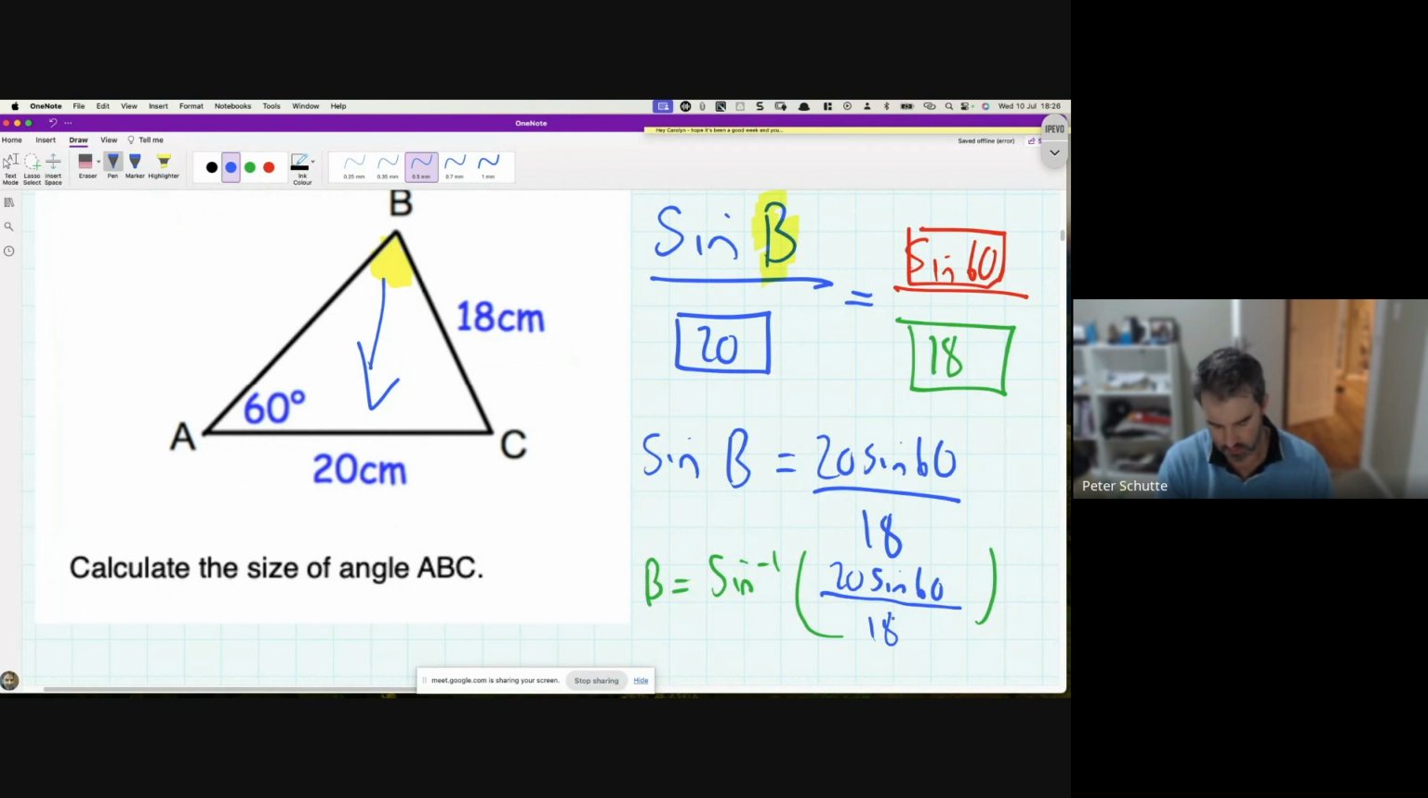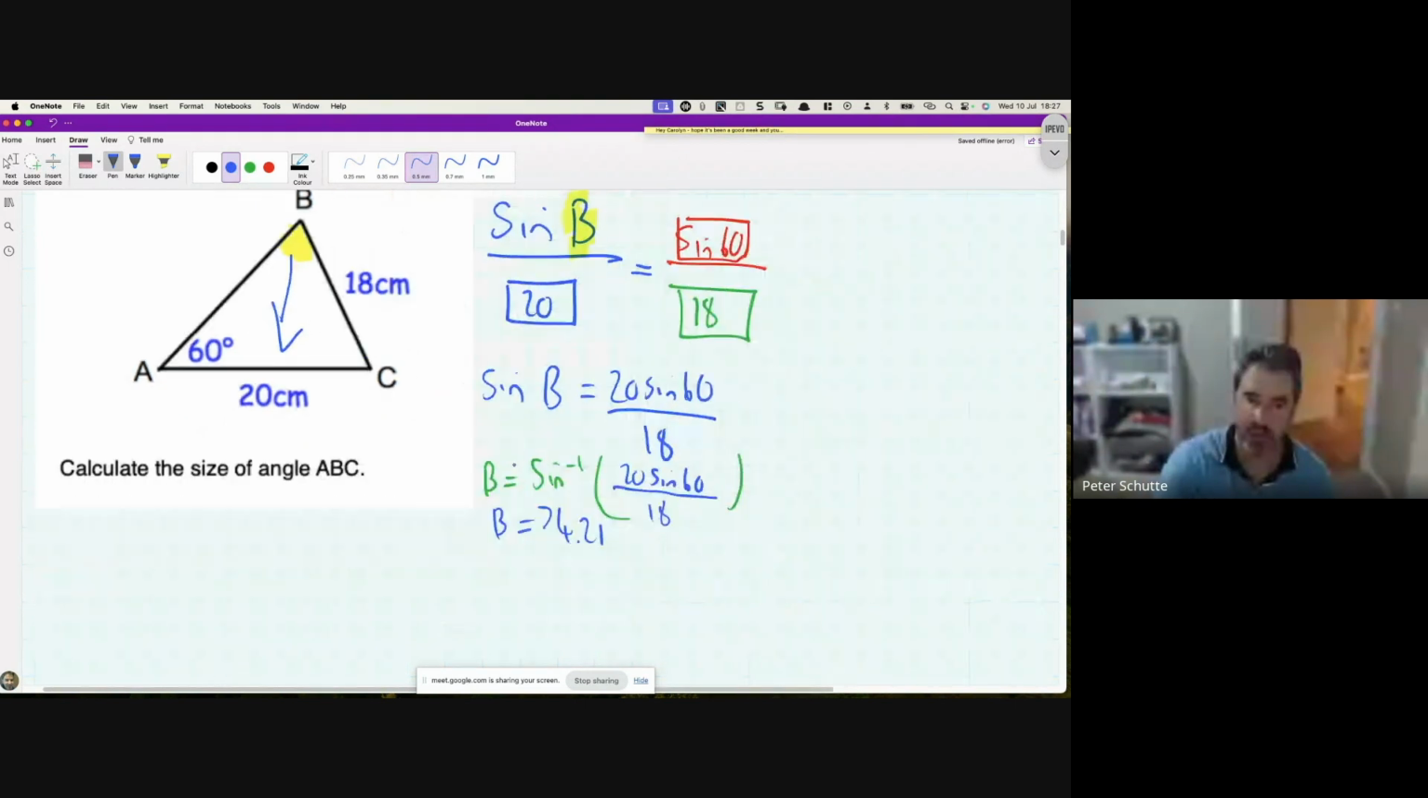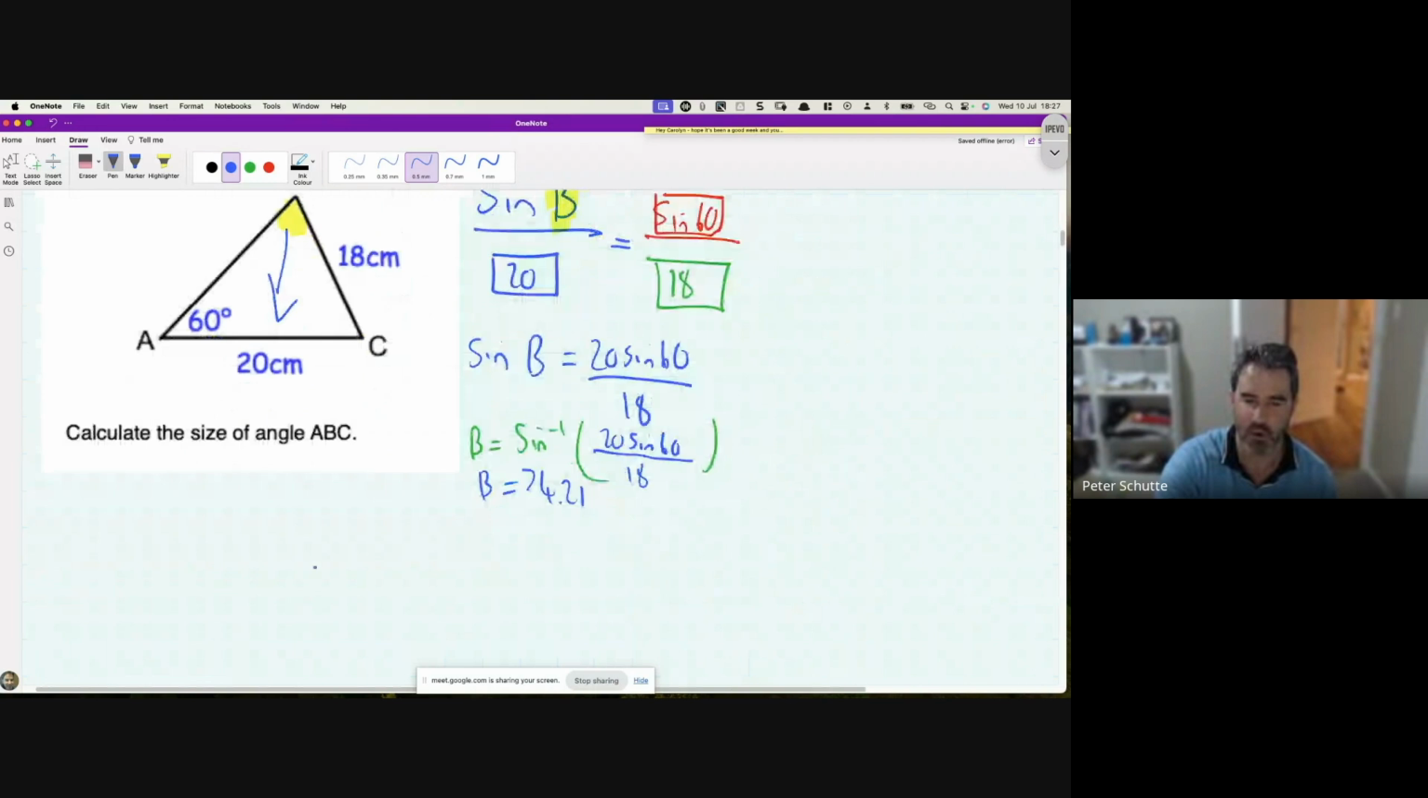I go shift, sine, fraction button, 20 sine 60, close bracket, go to the bottom, 18, go to the outside, close that bracket, press equals, and I am getting 74.21, which I see Amelia and Rulani and Siamtanda agree with me. And I think that is okay. Now, obviously, we need to practice a few more. So let's see if I can get another. Oh, and Stephen agrees as well.